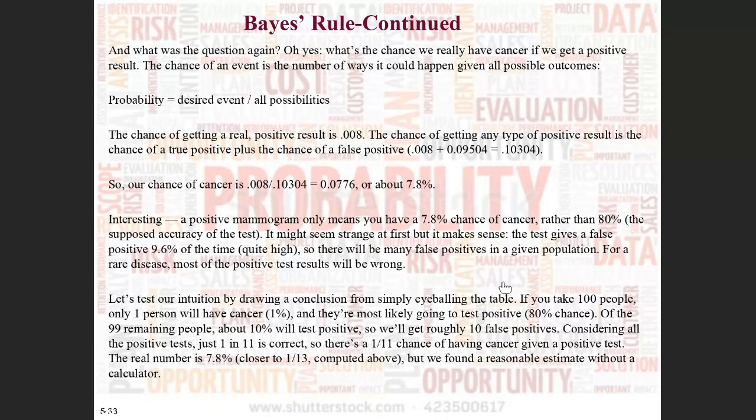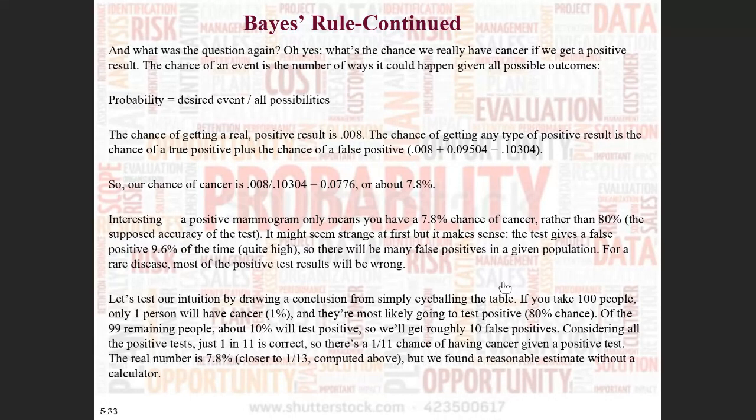So it might seem strange at first, but it makes sense. The test gives a false positive 9.6% of the time. That's relatively high, so there will be many false positives in a given population. So for a rare disease, most of the positive test results will be, I tend to say, incorrect, not wrong.